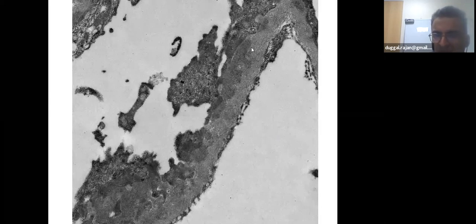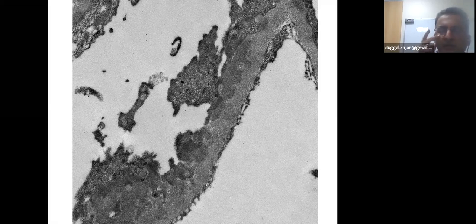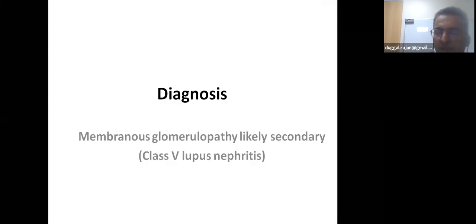So this is another view to highlight these deposits. This is a large deposit here. Then this one deposit is here. So non-uniformly placed, a small deposit is here. And whenever there are subepithelial deposits, you can see foot process effacement. So there is extensive foot process effacement that we see commonly in membranous, primary idiopathic, and we see commonly in lupus also, class 5 lupus also, because when there are subepithelial deposits, you are going to see foot process effacement.